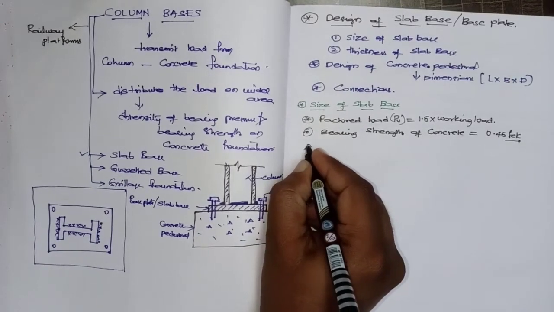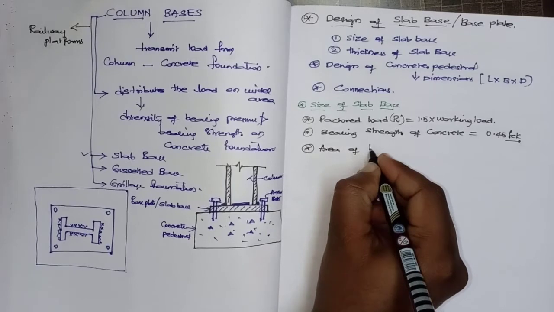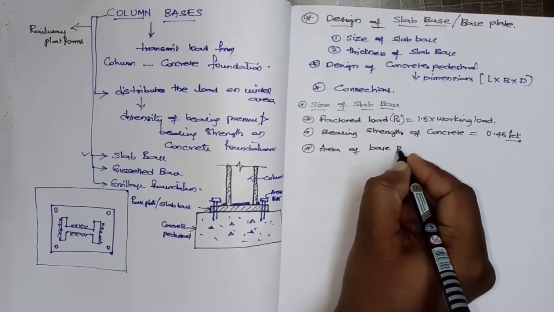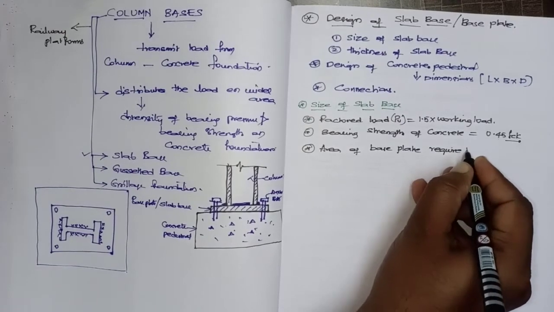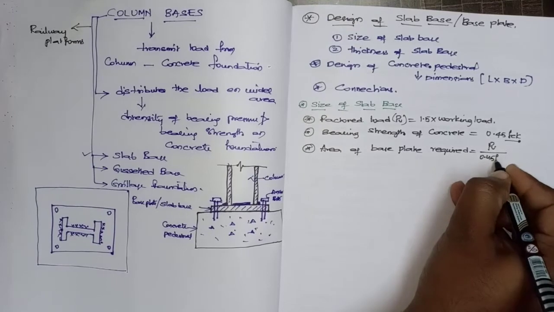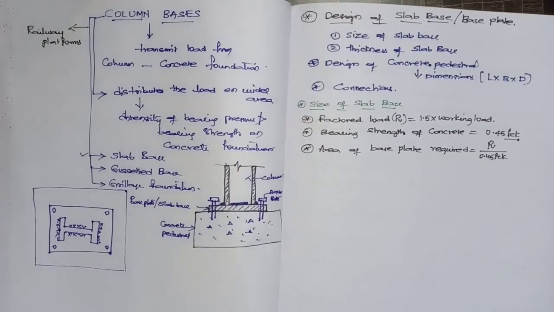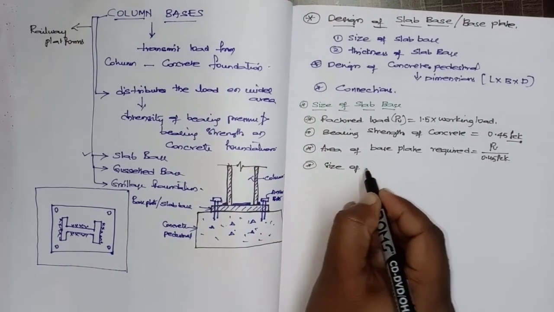Next, the area of base plate required is equal to load by 0.45 into FCK. Load by 0.45 FCK, right?